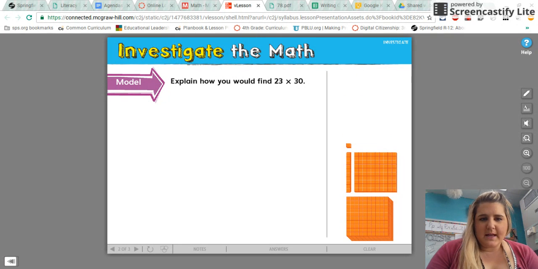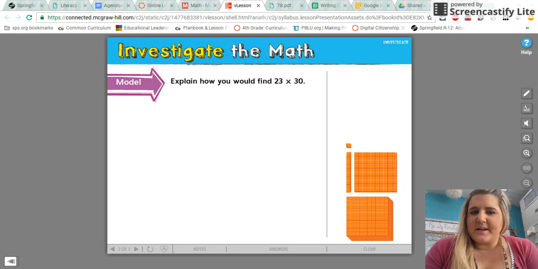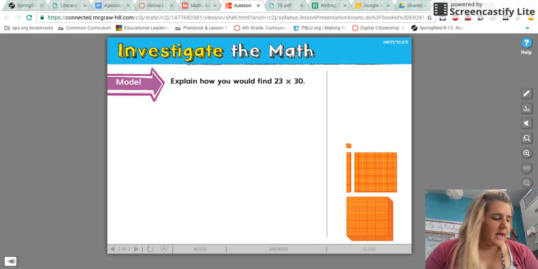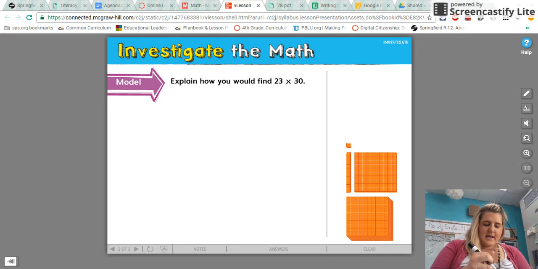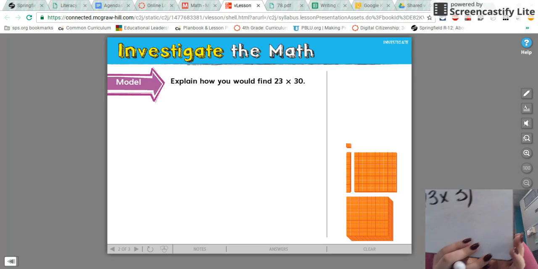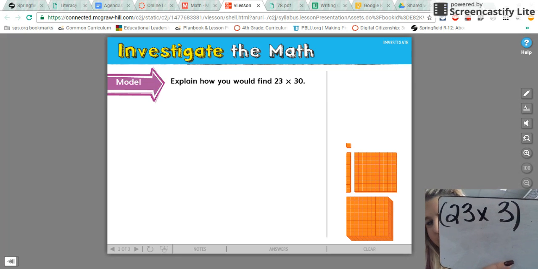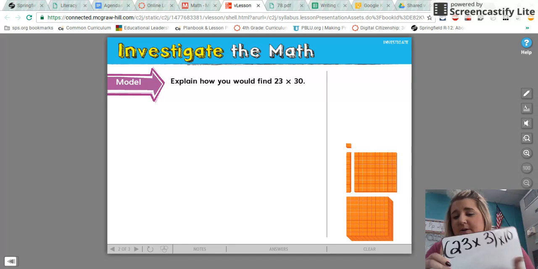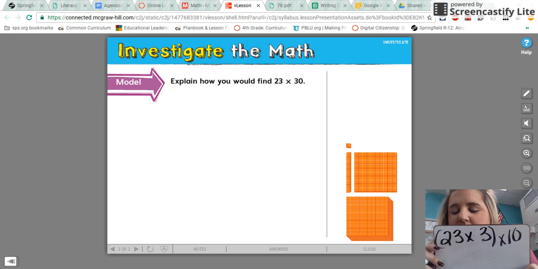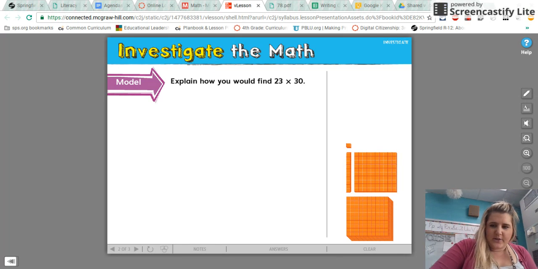It says, explain how you would find 23 times 30. I want you to basically think of those basic facts. What I'm going to do is use what's called the associative property. You probably remember this with addition. Instead of taking 23 times 30, I'm going to do 23 times 3, because we just learned how to do that on our chapter 4 test. Then I'm going to multiply the answer by 10. So let's try doing 23 times 3.